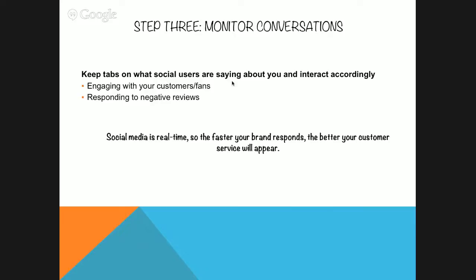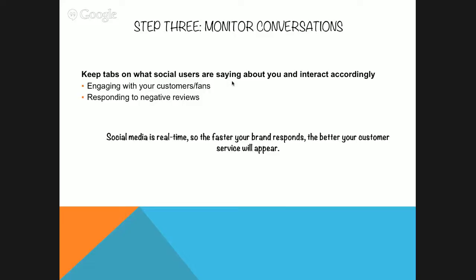And your other important factor is you always want to respond to negative reviews. Don't delete them. Social media is real time. So the faster your brand responds, the better your customer service will appear. If you're deleting it to the users on social media, you're basically admitting guilt. You don't want to do that.